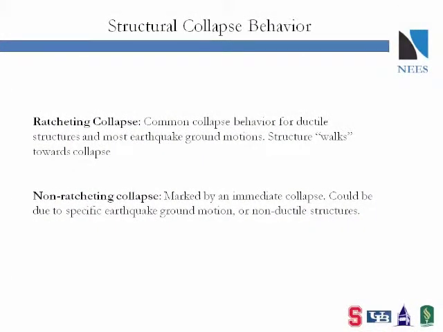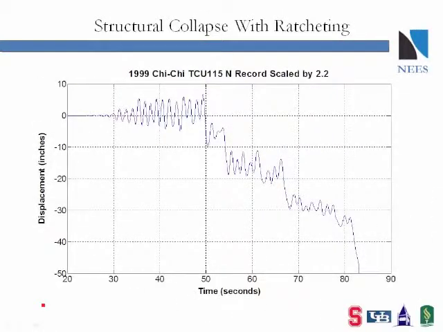Moving on to our discussion of collapse behavior, the focus of the video will be to demonstrate ratcheting type collapse. Ratcheting collapse commonly occurs in more ductile structures associated with particular ground motions. As you'll see shortly, the structure will almost appear to walk towards collapse during the earthquake. On the other hand, non-ratcheting type collapse could occur with large pulse type ground motions or even with non-ductile structures. This slide shows a single degree of freedom structure with ratcheting type collapse after being subjected to the Chi earthquake scaled by a factor of 2.2.